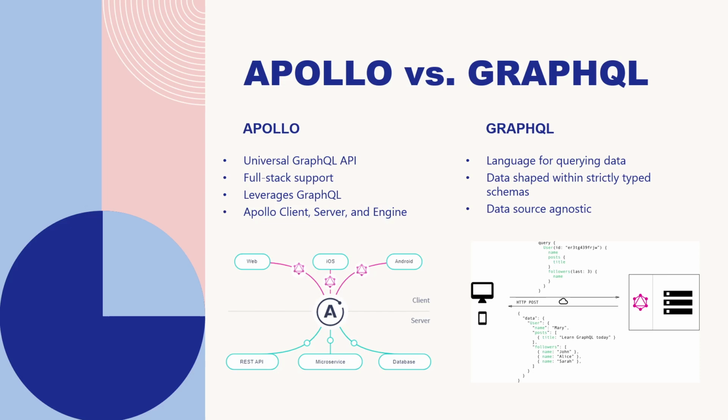Because GraphQL is actually data source agnostic. I'm going to start with that point because GraphQL does not rely on Apollo. Apollo is what uses GraphQL, but GraphQL itself is just the querying language. So the way it's defined is through these things called schemas, and these are defined in the server, and it defines how the data is shaped. So Apollo leverages GraphQL, while GraphQL is the querying language.